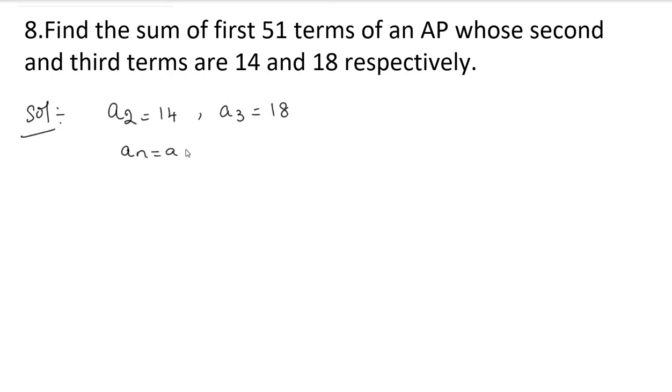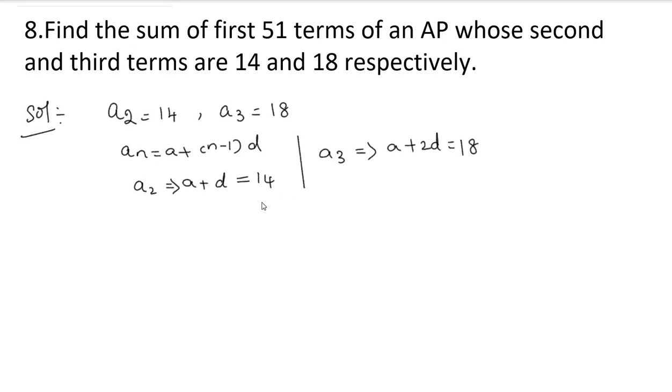We can write AN is equal to A plus N minus 1 into D. Using that, A2 is equal to A plus 2 minus 1, which means A plus D, and that is given as 14. And A3 is given as A plus 2D, which is equal to 18. I'm going to take this as the first equation and this as the second equation.